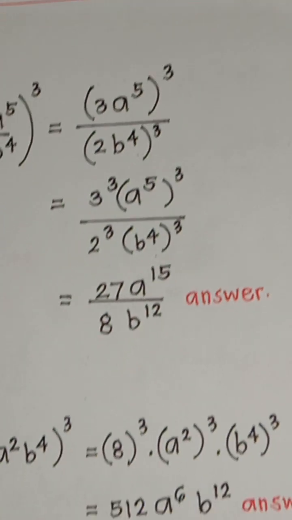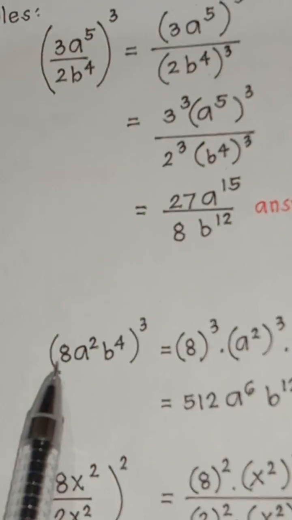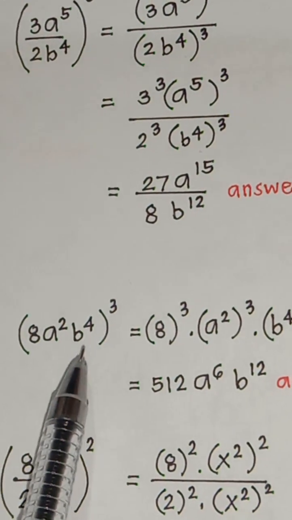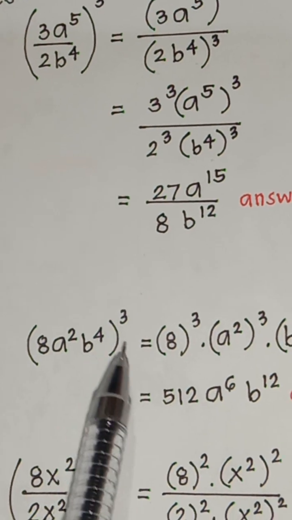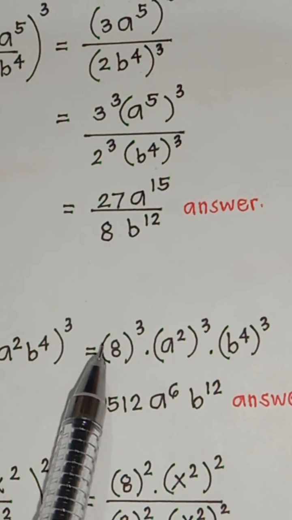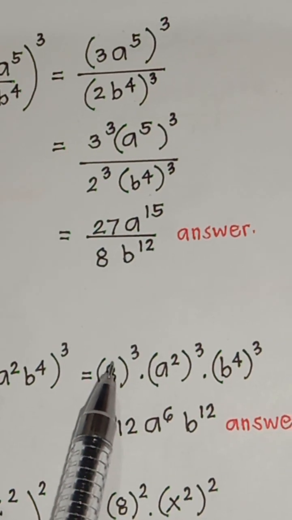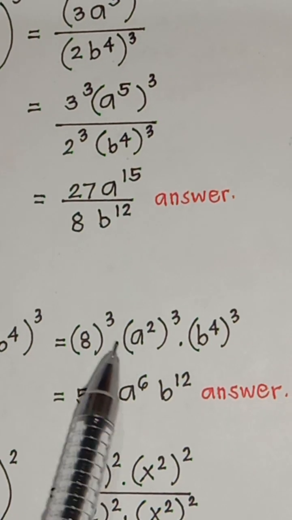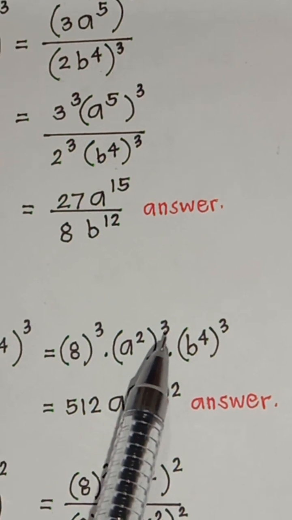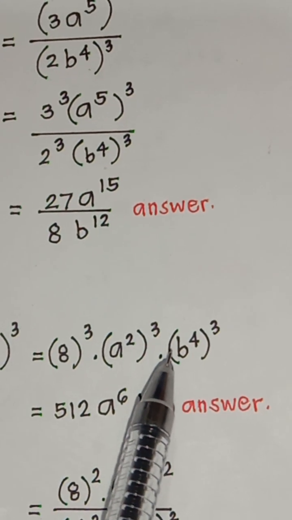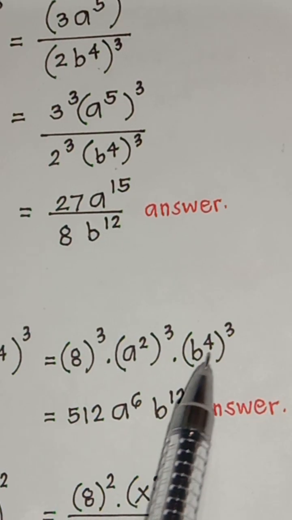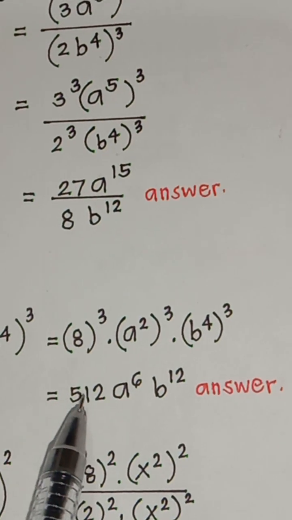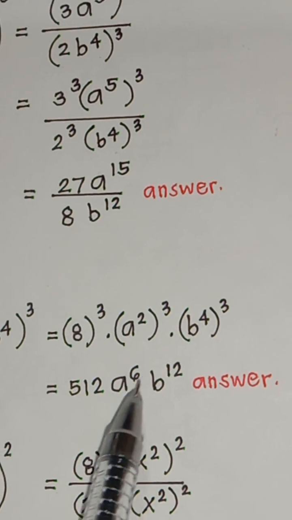So for our second example, we have (the product of 8, a raised to the power of 2, b raised to the power of 4) raised to the power of 3, which is just equal to 8 raised to the power of 3 multiplied by (a raised to the power of 2) raised to the power of 3 multiplied by (b raised to the power of 4) raised to the power of 3. So that's equal to 512 a to the power of 6 b to the power of 12.